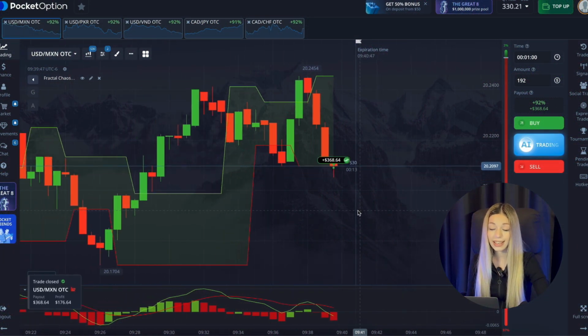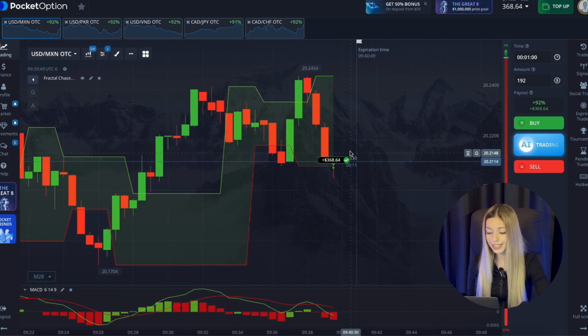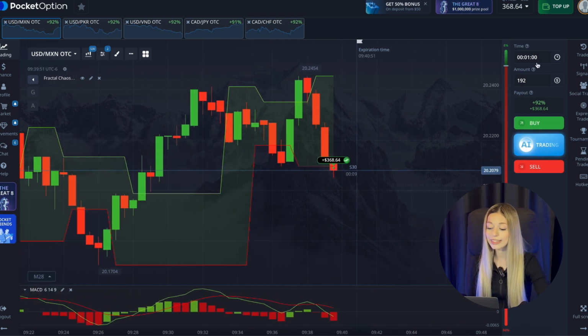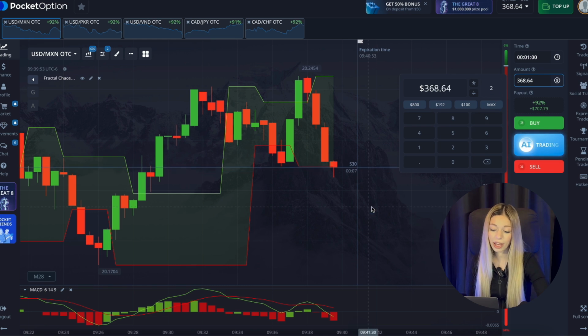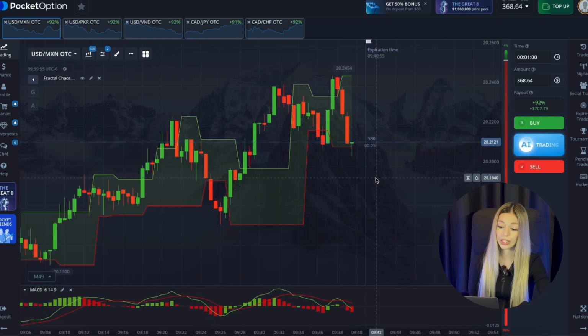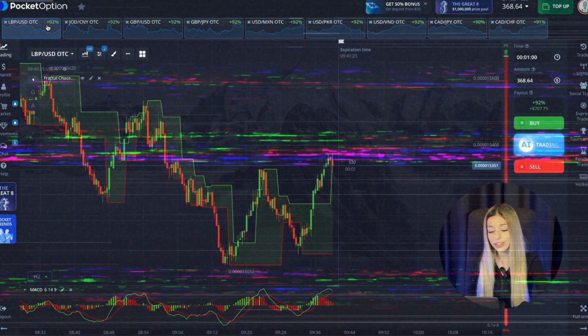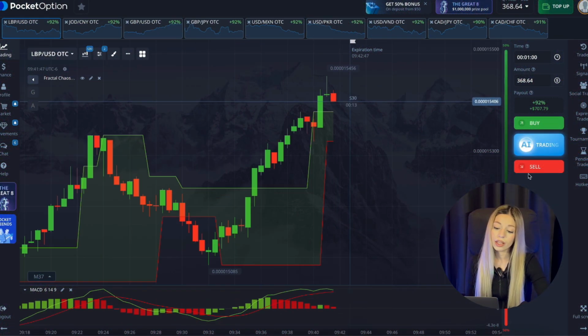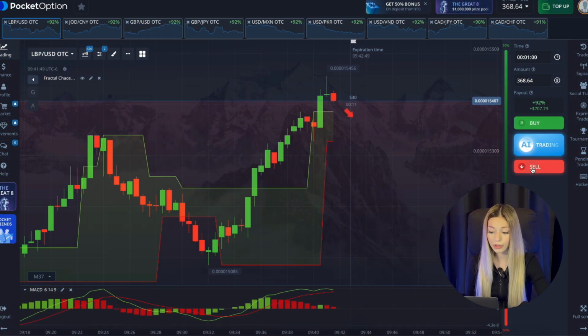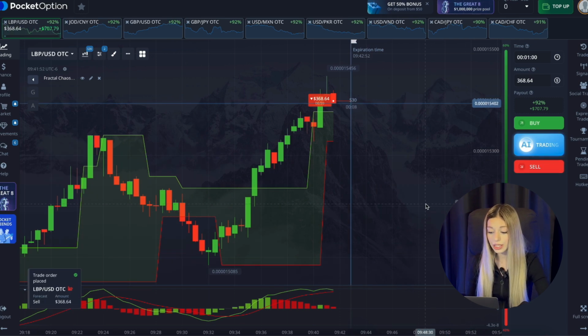Alright, we nabbed the second trade, now $368 on the balance. Let's find the next setup and I will also share a quick tip on how to scale up. So, here is a great potential for a price drop, but here is the tip I wanted to share.